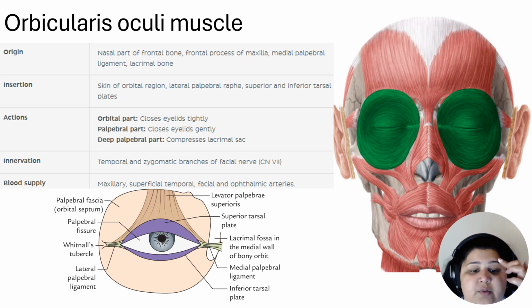Palpebral fascia. So this is the palpebral fascia. Palpebral fissure is inside right here. Whitnall's tubercle is right here. Lateral palpebral ligament on the corner. Inferior tarsal plate right here. Medial palpebral ligament right here. Okay. Lacrimal fossa in the medial wall of the bony orbit. Okay, so that's the lacrimal fossa. Superior tarsal plate, when you close your eyes, where you put your eye makeup right here. So that's the superior tarsal plate because it's flat. Levator palpebrae superioris. When you do this, that's the levator right there.